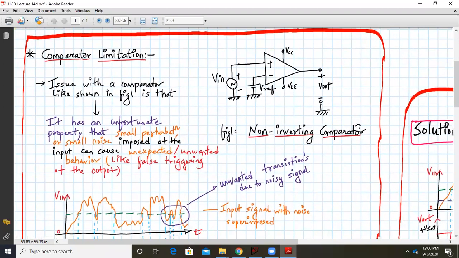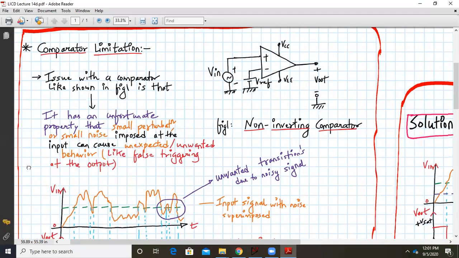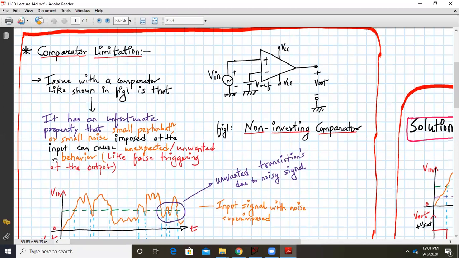We have already gone through the non-inverting and the inverting comparator circuits. Basically, it is comparing my Vin, a sinusoidal or time-varying signal, with a constant DC value. The issue with the comparator, as shown in figure number 1, is that it has an unfortunate property: a small noise imposed at the input can cause unexpected or unwanted behavior at the output, like false triggering.